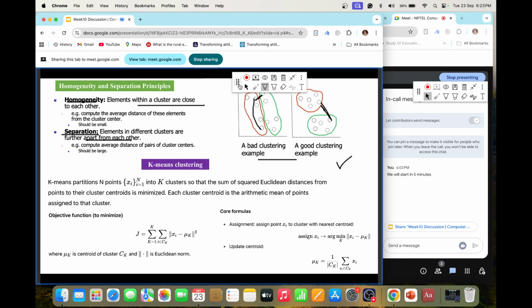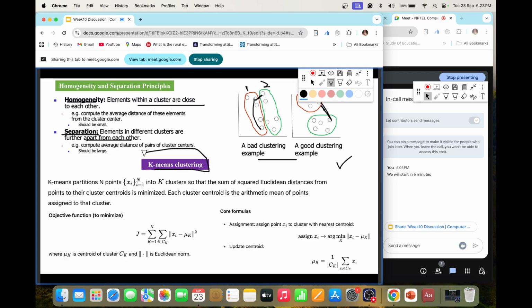Okay, and yeah, so this is the basics between clustering, classification, etc. Okay, and now we will be moving into clustering algorithms. So first is your k-means clustering.